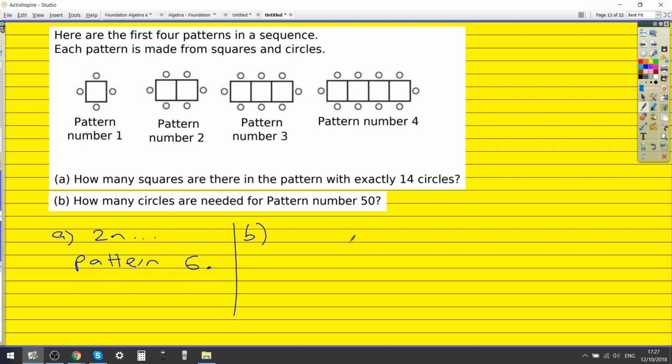29. And how did you get that? I did it because you're adding 2 every time. So I did 2n plus 2. Yeah, I did 50 divided by 2 plus 2. It's not 50 circles, it's pattern 50. Oh.